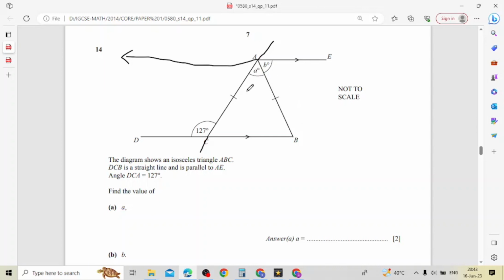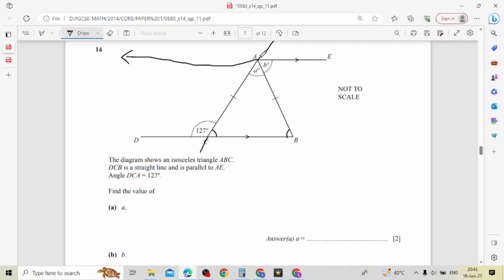First, ABC is an isosceles triangle, in the sense AC is equal to AB, meaning the length of AB is equal to the length of AC. So its opposite angles will be equal. AC's opposite is angle B, and AB's opposite is angle C. So these two angles are equal.